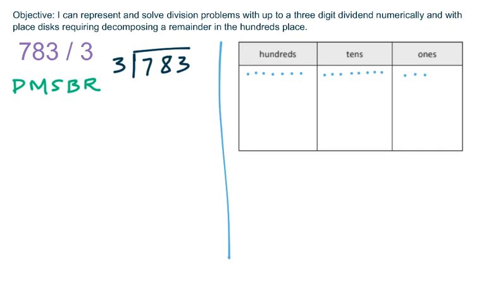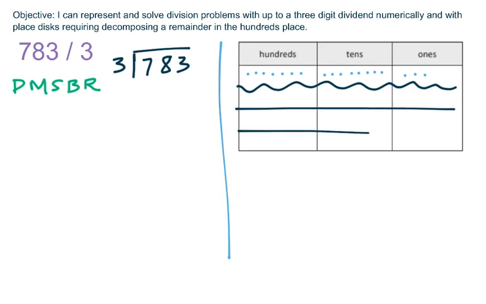Alright, so first step here, let me finish setting up. I want to change my color. I want to separate my original number, and in this case I'm going to be dividing by 3, so I need 3 groups. And when I look at this problem to start, I want to divide my 700s, because remember I'm starting with my highest place value, my 700s by 3.